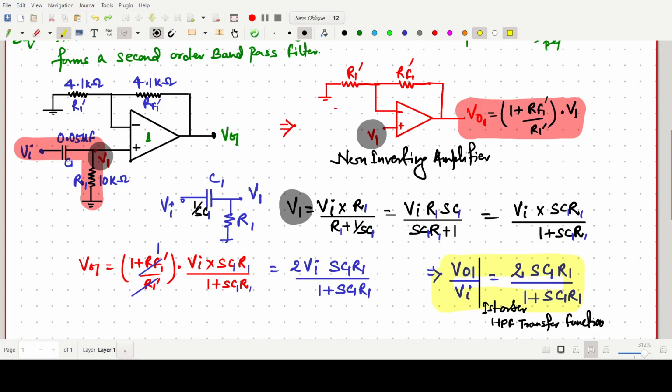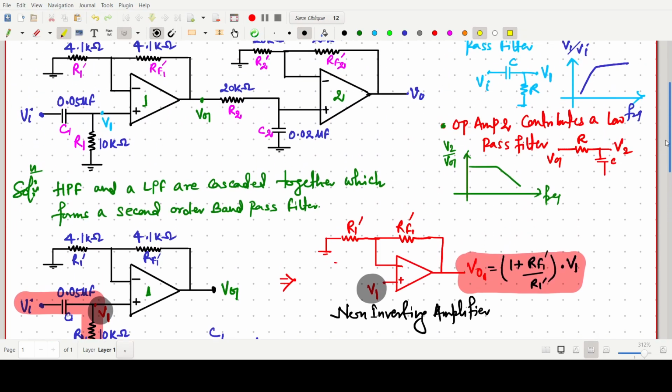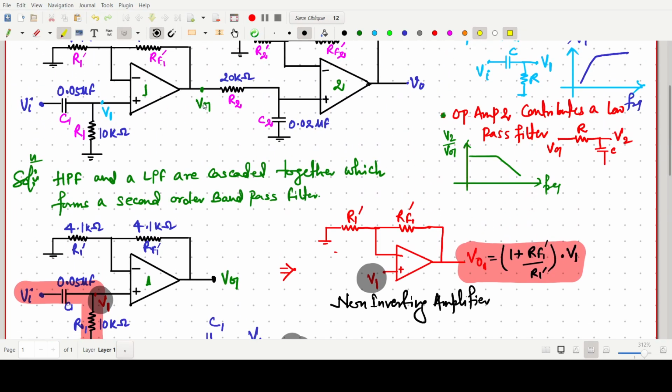Is it clear? This is a very simple calculation, but we have to know the basics. For the impedance, we have written 1 by SC, and then we just apply the voltage division rule, and we have found this. Now V naught 1 is known to us. Now we have to go for the second one.